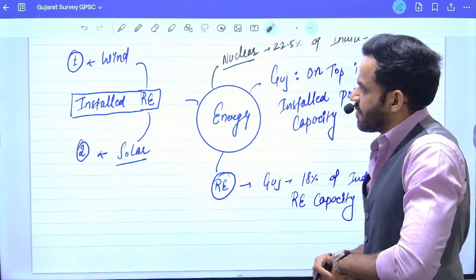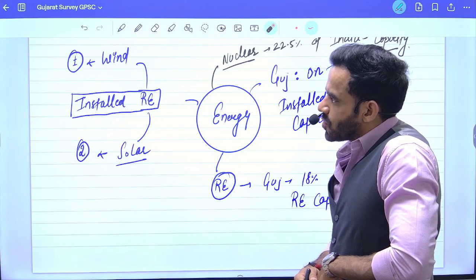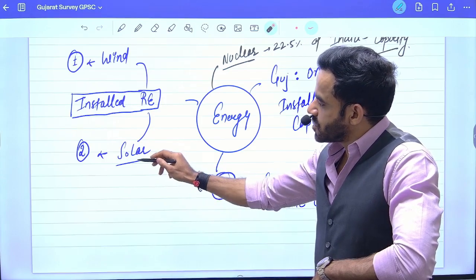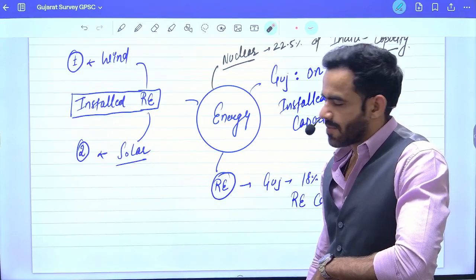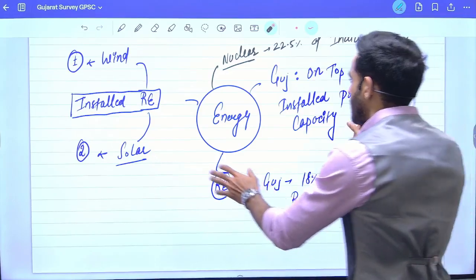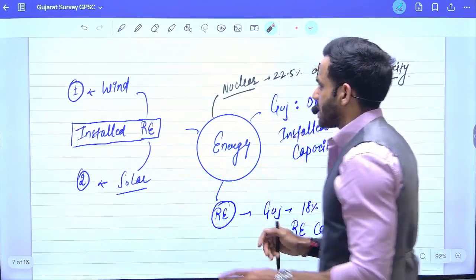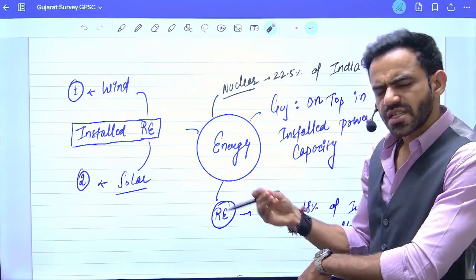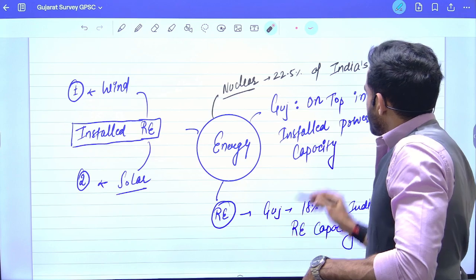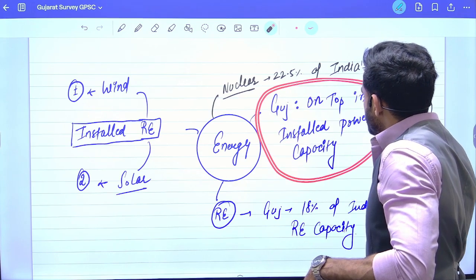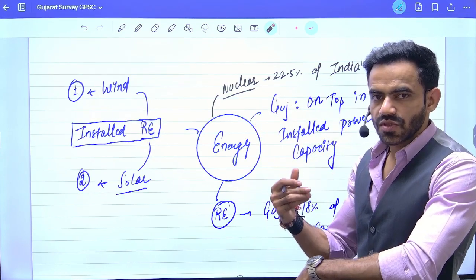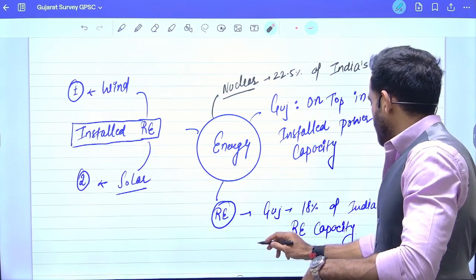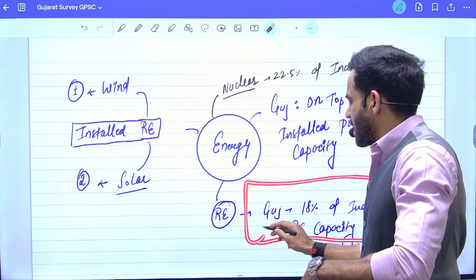In terms of energy infrastructure, Gujarat is on top position in terms of installed wind energy capacity. Gujarat is on second position in terms of installed solar energy capacity. In terms of nuclear energy, Gujarat has 22% of India's nuclear energy capacity. That is roughly one fifth. Now it is on top position in terms of installed power capacity. That means in terms of installed power capacity in India state-wise, Gujarat is on top position, and it has roughly 18% of India's renewable energy capacity.